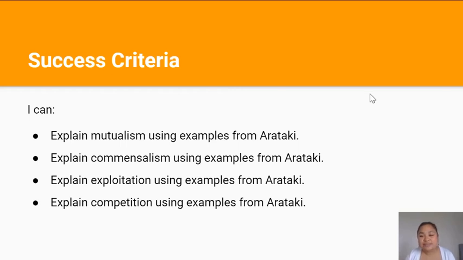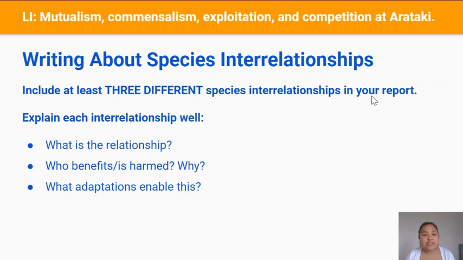from Arataki. So in your assessment report, I'd like you to include at least an explanation of at least 3 different species interrelationships. Each interrelationship should be explained very well by answering these questions. What's the relationship? Who benefits and who's harmed? Why? And what adaptations enable this relationship to happen?